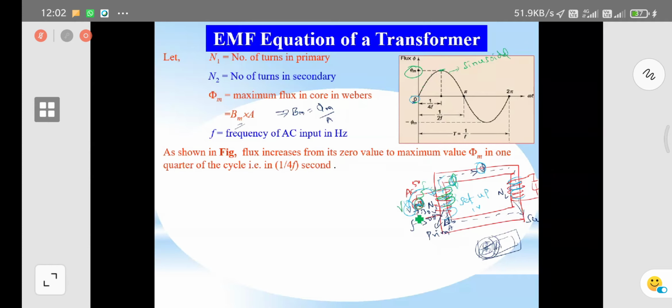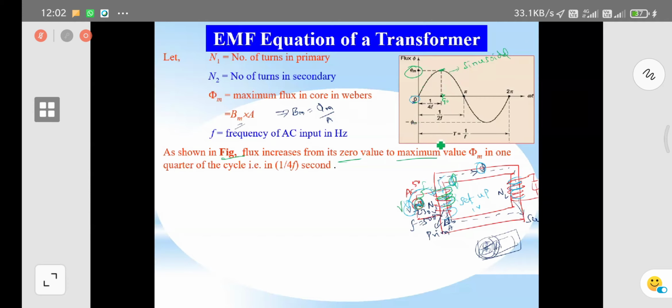So after giving the alternating voltage to the primary winding, the current flows through the primary winding, and the flux has to be set up in the core. This flux links with the primary and secondary winding as well. As shown in the figure, flux increases from its 0 value to the maximum value phi m in a quarter of the cycle, that is at 90 degrees. So at 90 degrees, you get the maximum value of flux.